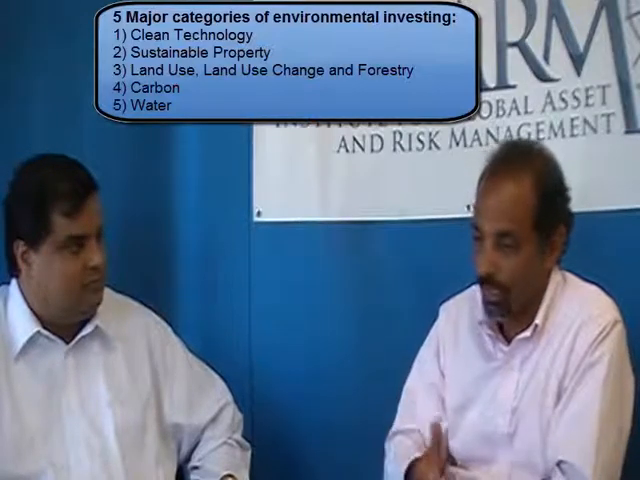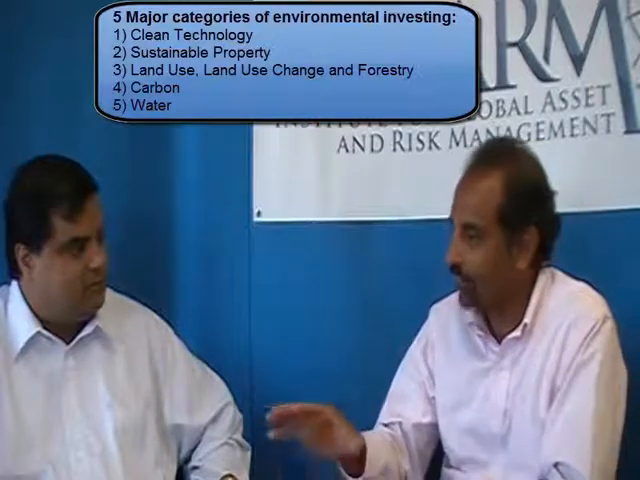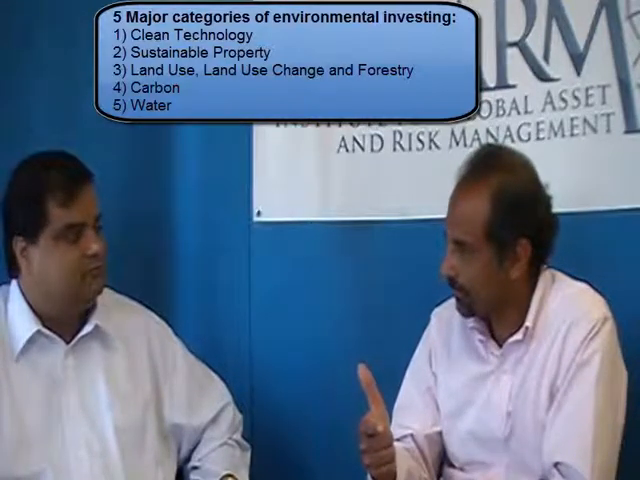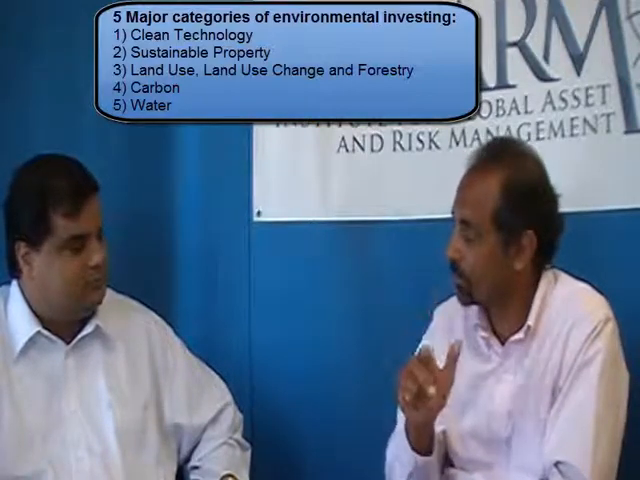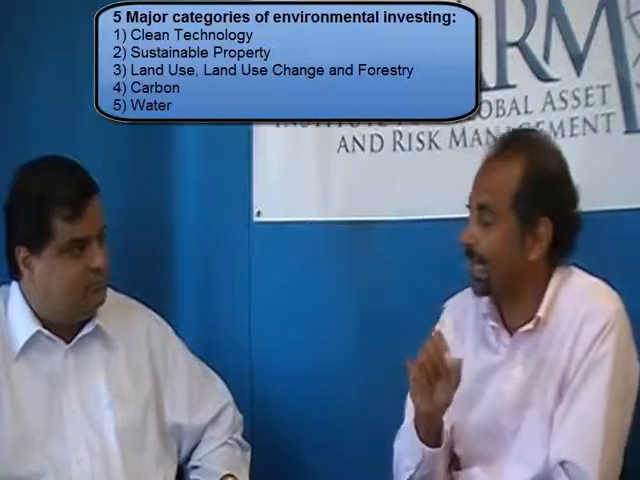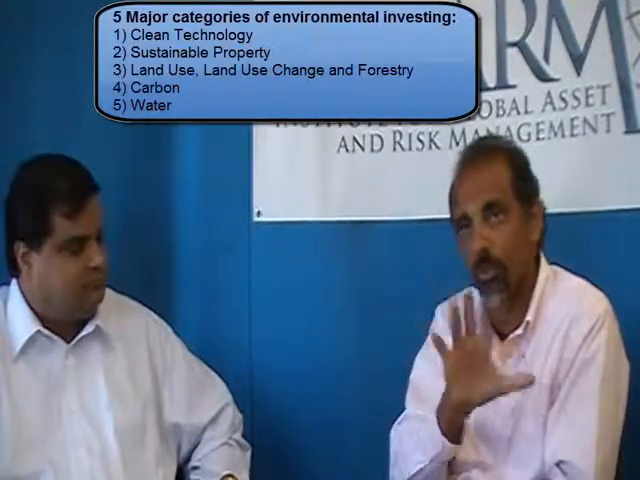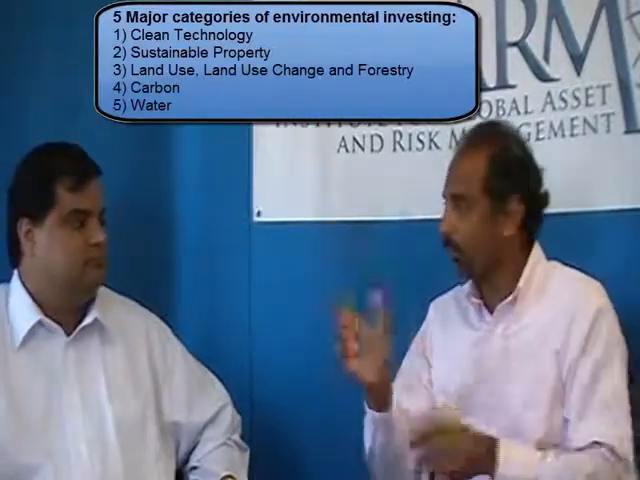About the environmental portfolio, what are the categories, or how should investors go about constructing it? Okay. When I was thinking about the environmental portfolio, I looked at where the sources of greenhouse gases were coming from and decided on 5 major categories of environmental investing. Clean technology is the first, which would include transportation, stationary fuel, and energy efficiency. Sustainable property. The third one, land use change and forestry. Those first 3 account for about 95% of all anthropogenic greenhouse gas emissions. So we need to do something with those 3 categories. And they're broad enough to encompass a variety of different investment opportunities, both on the public and private side.